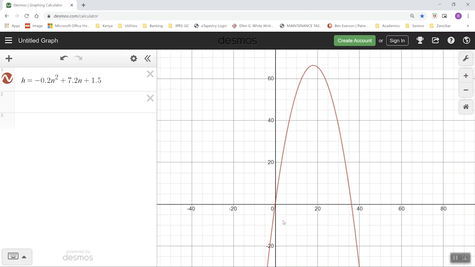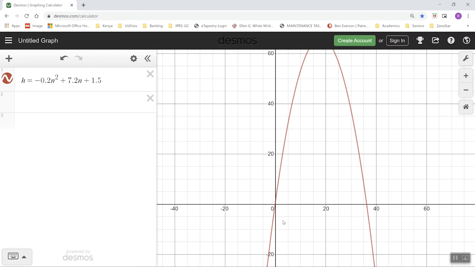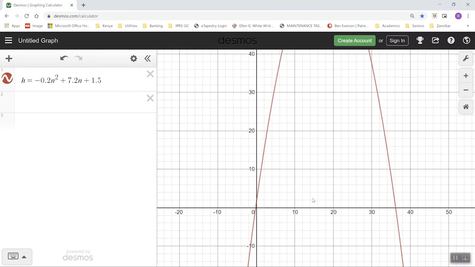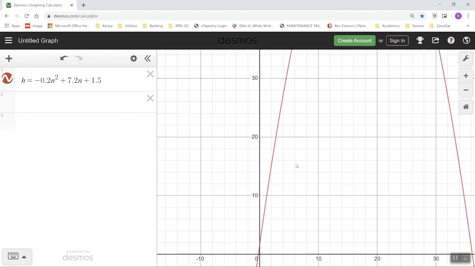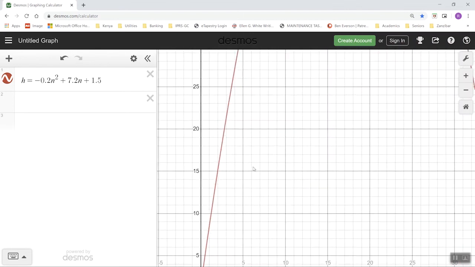It's opening down as we expected. We're asking when is h equal to 20%? And there are two places on this graph where it's equal to 20. You see here, h is on the horizontal axis. You see 20 right here. So zooming in so we can see a little more effectively.